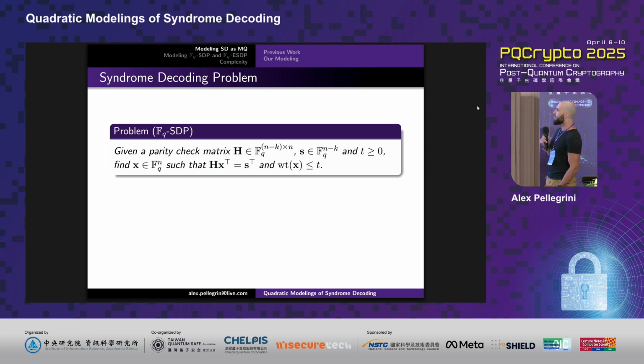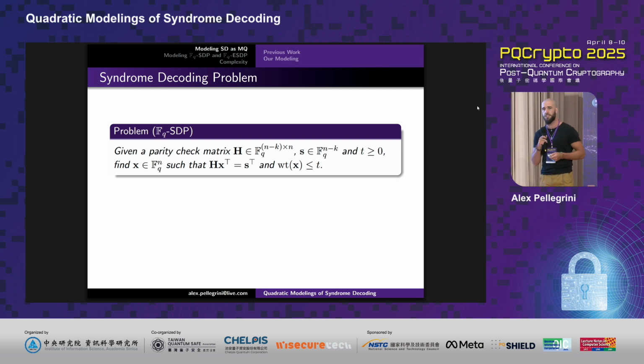The first problem is the syndrome decoding problem over F_q, which reads as follows: given a parity check matrix H of size (n minus k) times n, a syndrome s, which is a vector over F_q of length n minus k, and a non-negative integer t, we need to find a vector x such that H times x transpose is equal to the syndrome transpose, and the Hamming weight of x has to be at most t.